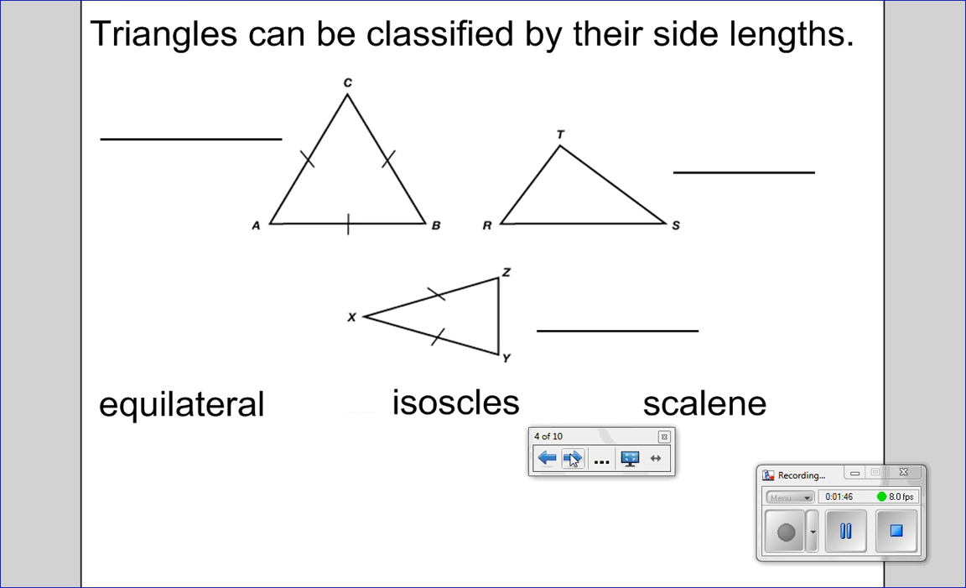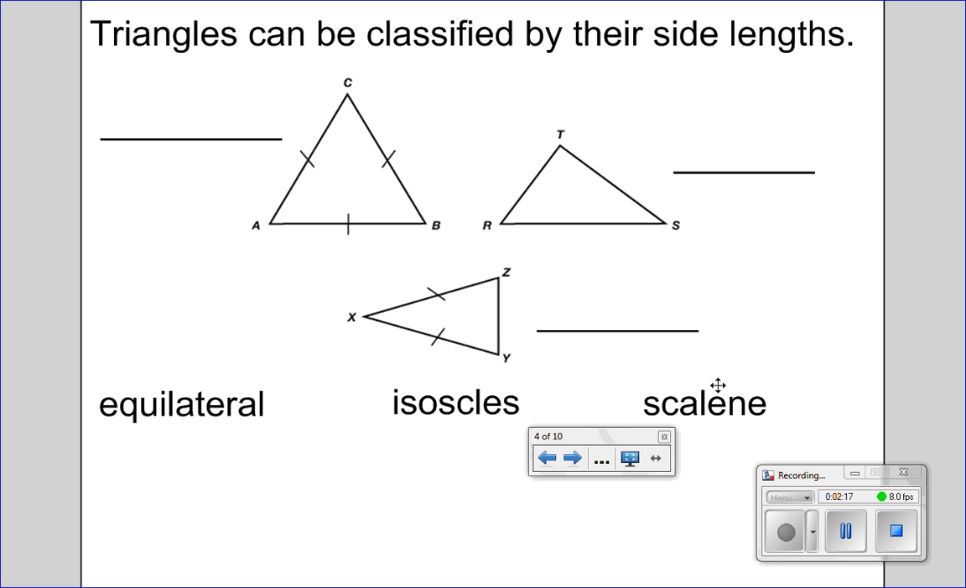Triangles can be classified by their side lengths. So what I've done is I've put 3 different types of triangles on the screen. What you're going to do is put the video on pause and determine which triangle is equilateral, which one is scalene, and which one is isosceles. When you hit play, I'll reveal the correct answers. But for now, put the video on pause. All right, let's see how you did.